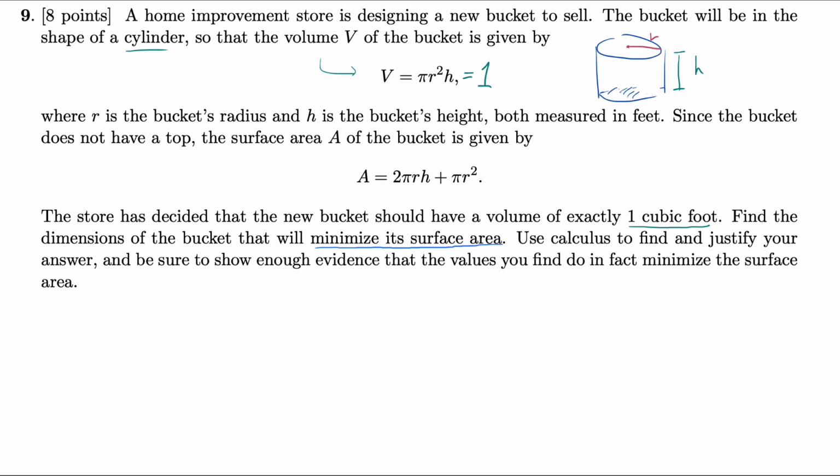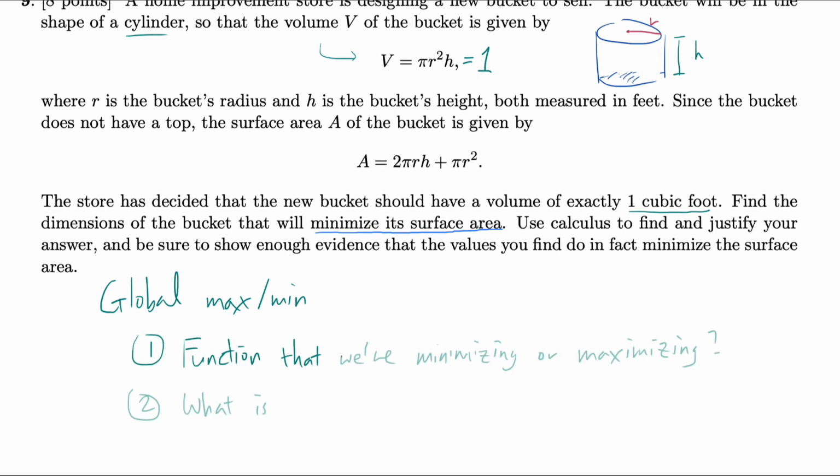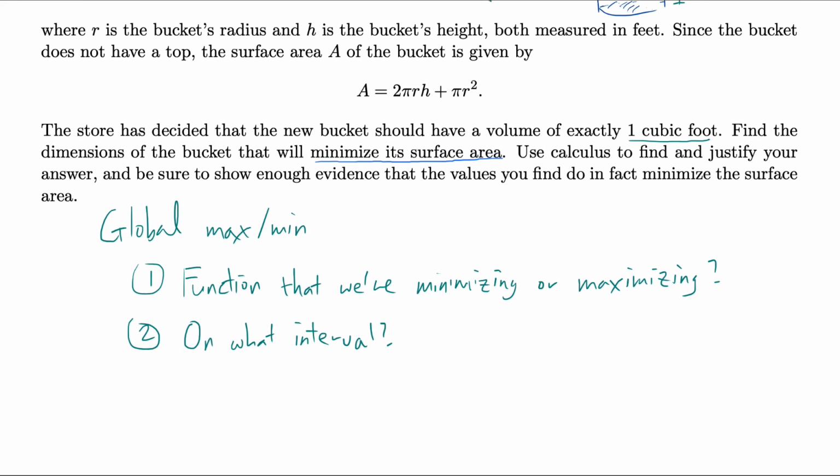Okay, so how do we start? Well, whenever you're given an optimization problem, this is really a global max or min problem. And whenever you're trying to figure out how to globally maximize or globally minimize, there are two things you need to figure out from the get-go. The first thing is, what function are we minimizing or maximizing? The second question to ask is, the maximization and minimization, on what interval is this happening? And the interval matters a lot.